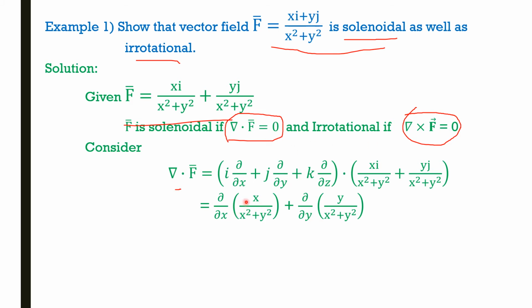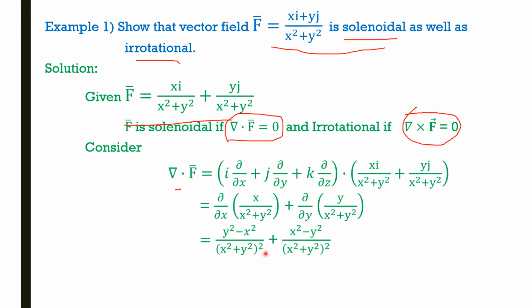So it is the u upon v rule, and you know how to solve that. I have just taken the direct answer. So y square minus x square upon x square plus y square bracket square, plus the derivative of y upon x square plus y square with respect to y, which is x square minus y square upon x square plus y square bracket square. Use the u upon v rule of derivative to find these partial derivatives.